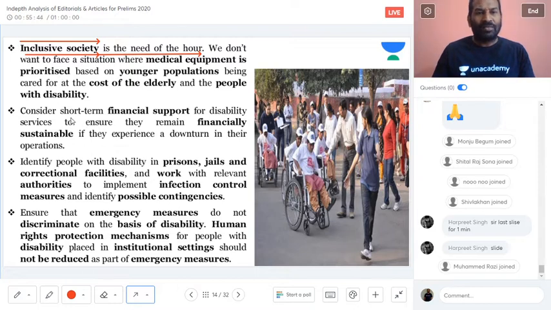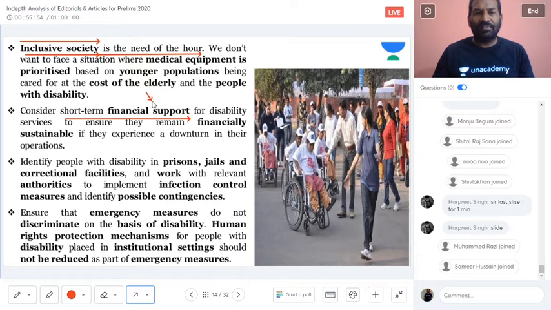And we should also consider some kind of short term financial support. All this time we were talking about supporting them physically. Now there is a need even for financial support to be made to persons with disabilities.